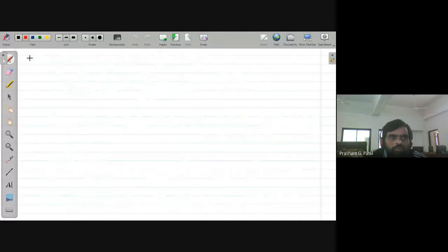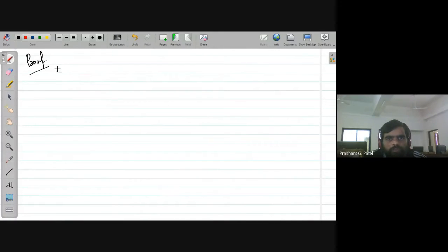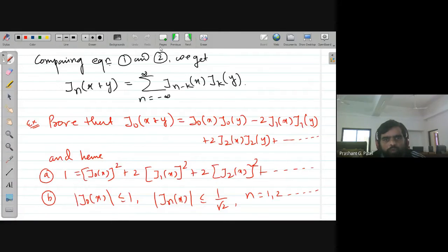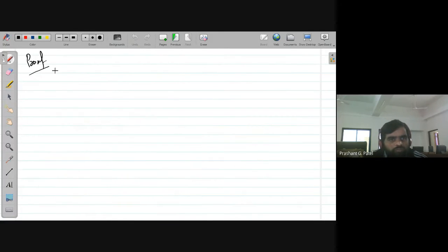So let's try to prove this statement. First of all, the question was to find out what J0 is at x plus y. So we know that Jn at x plus y is this, so we will use that one here. This is known as the addition formula.